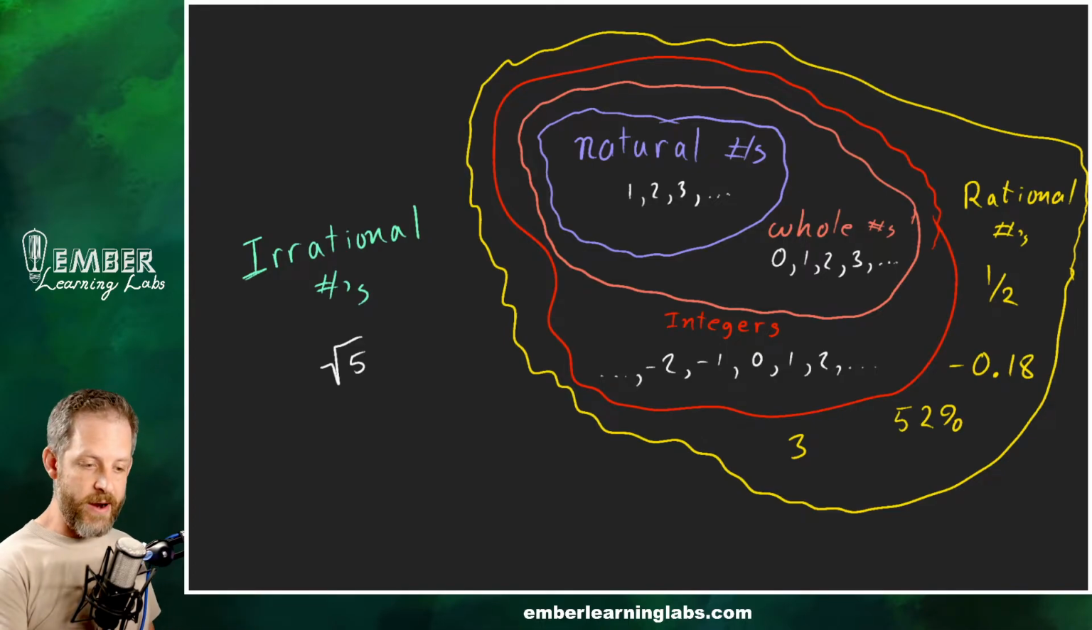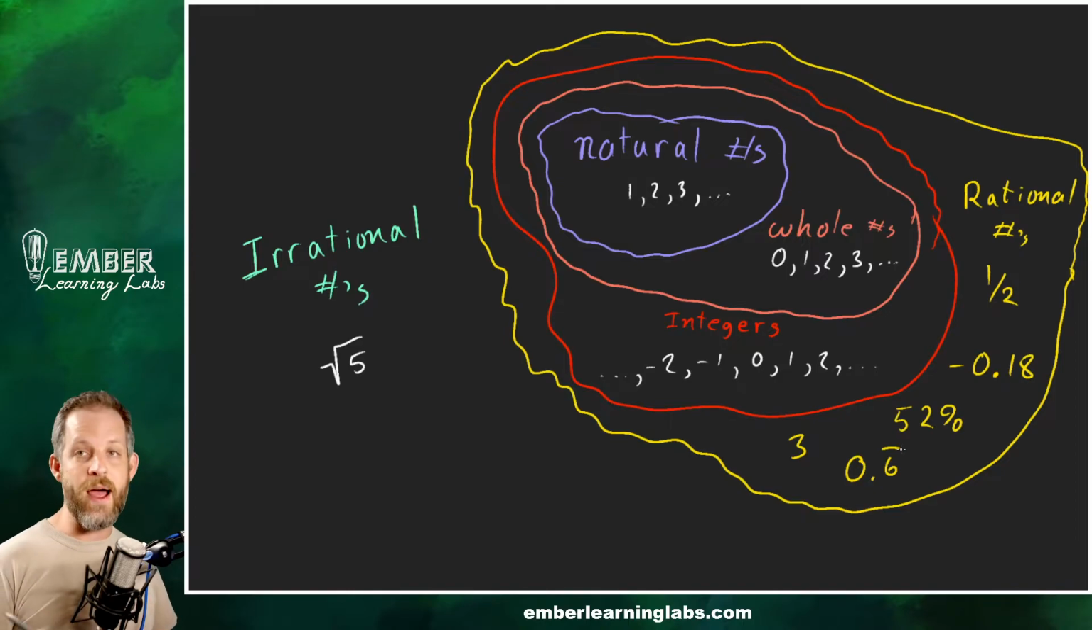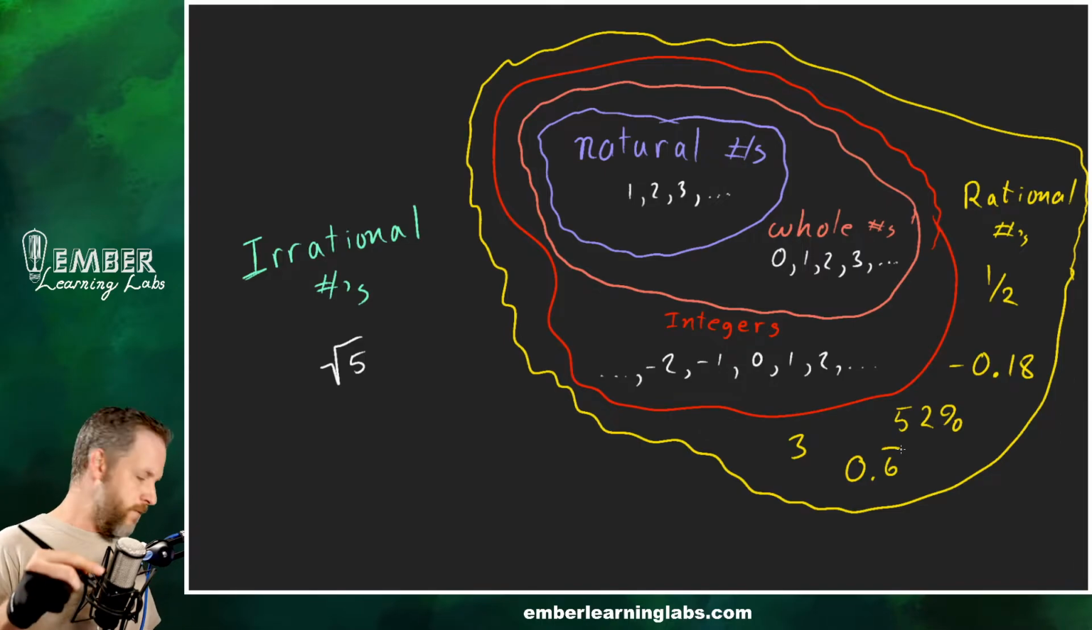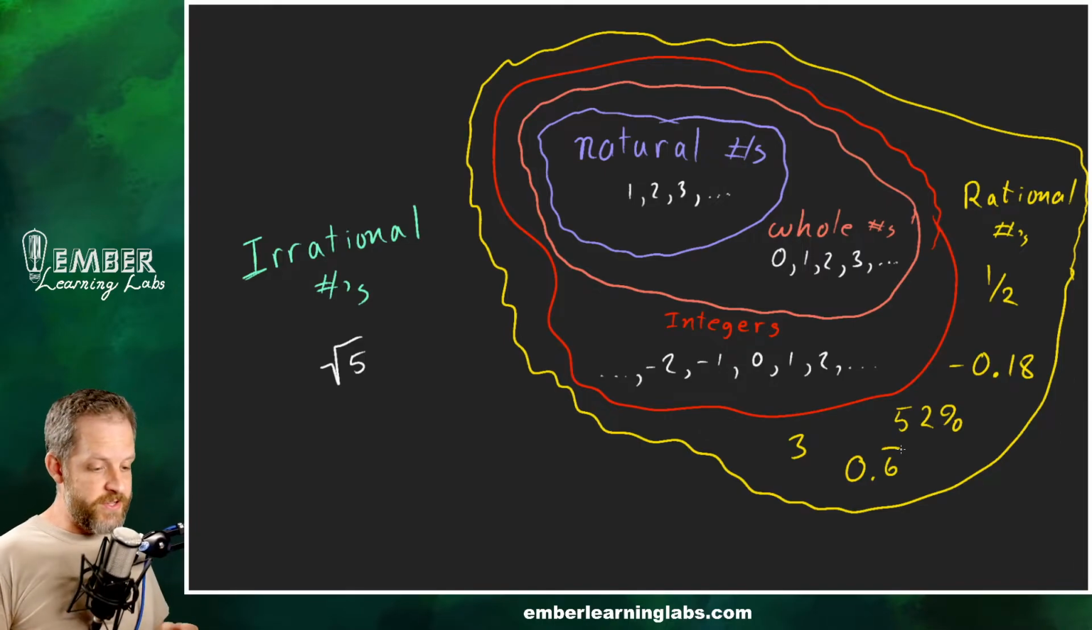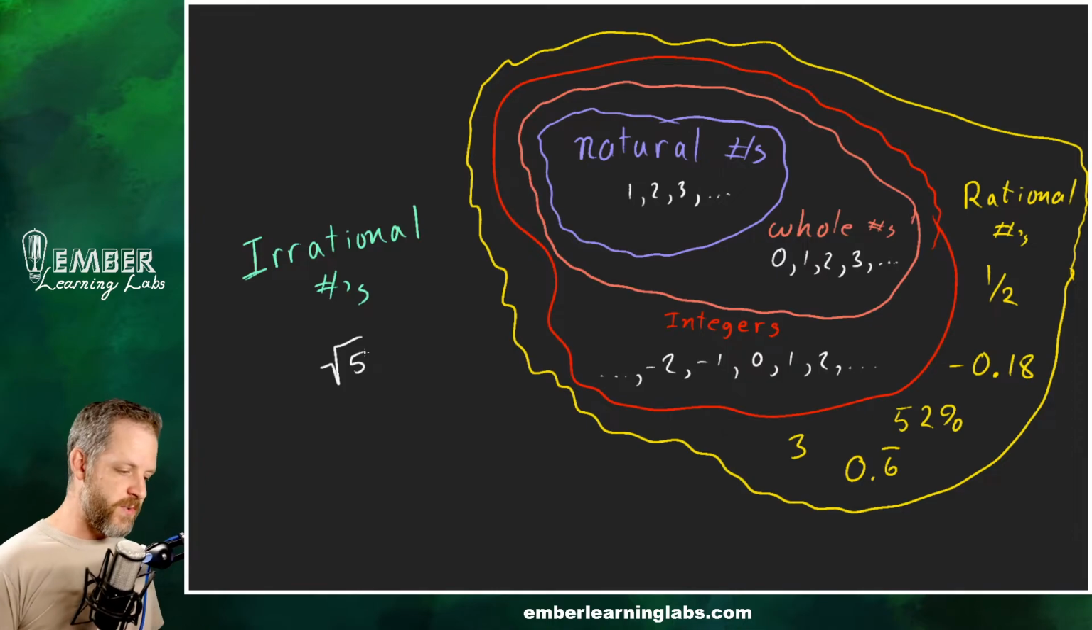I didn't include this in the rational numbers, so we should go ahead and add it in here. Something like 0.6 repeating is a rational number because you can write it as a fraction. You can write it as 2/3, right? Repeating decimals can be written as fractions, but non-ending, non-repeating ones cannot. So things like the square root of 5.